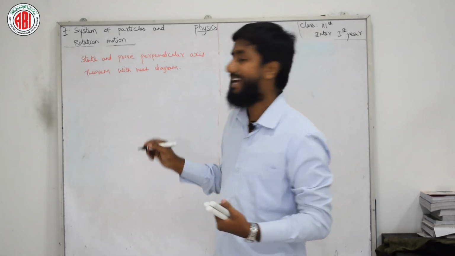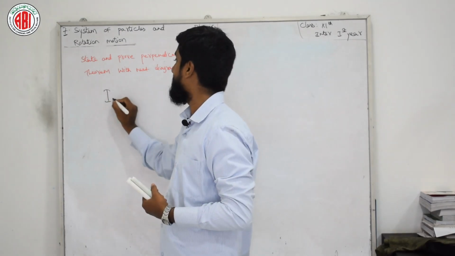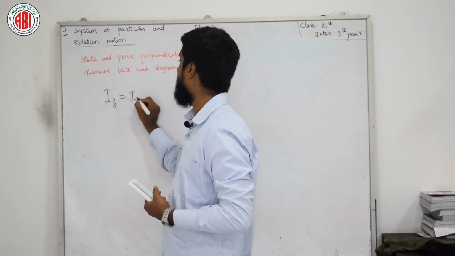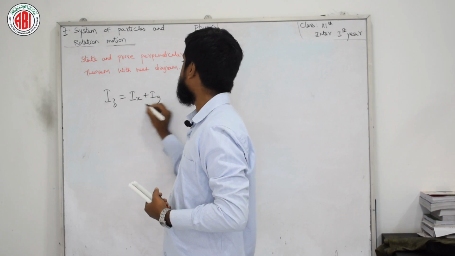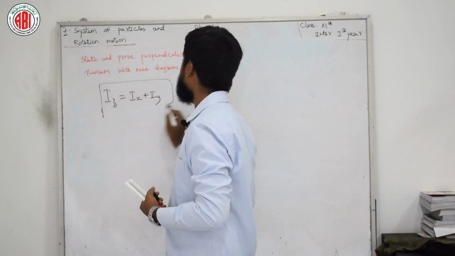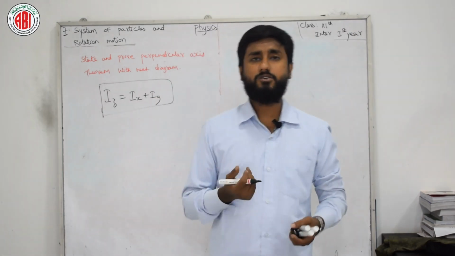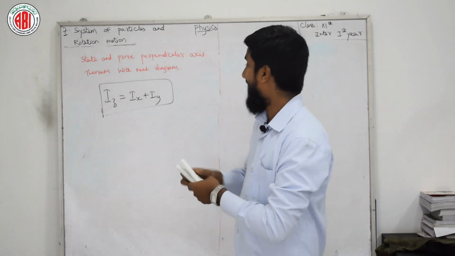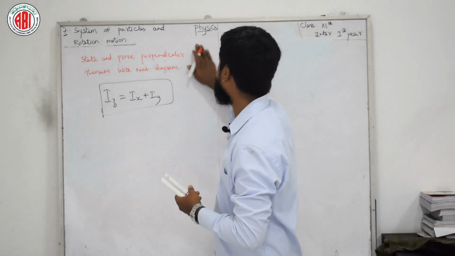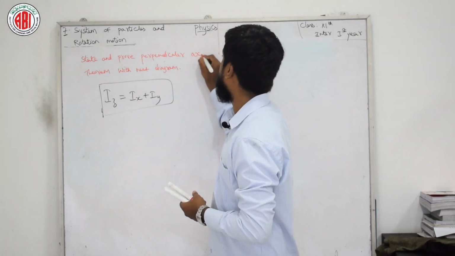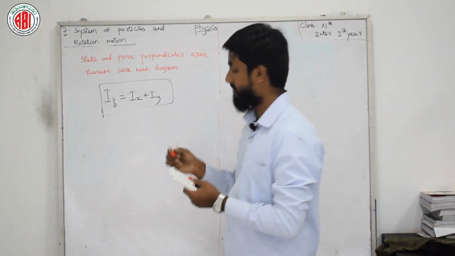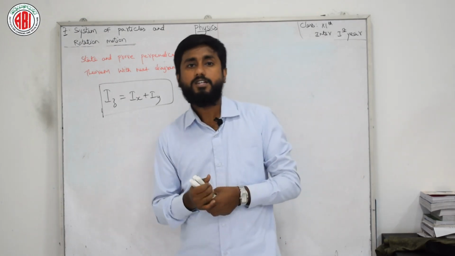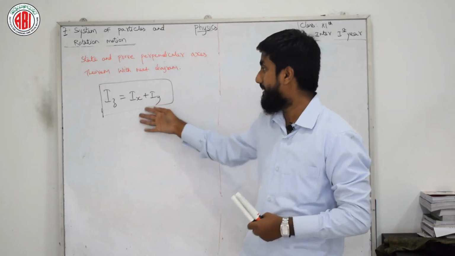For the perpendicular axis theorem, a small statement we can remember is Iz is equals to Ix plus Iy. So this is a small equation. With this equation we can fetch the complete statement related to the perpendicular axes. Here I need to write axes because we have multiple axes in this theorem, so we need to use the plural form. Now I am defining the complete statement.